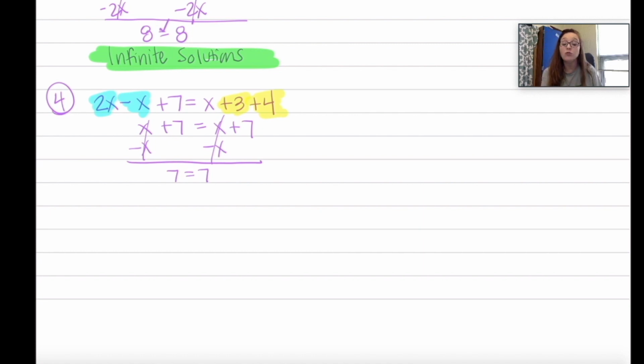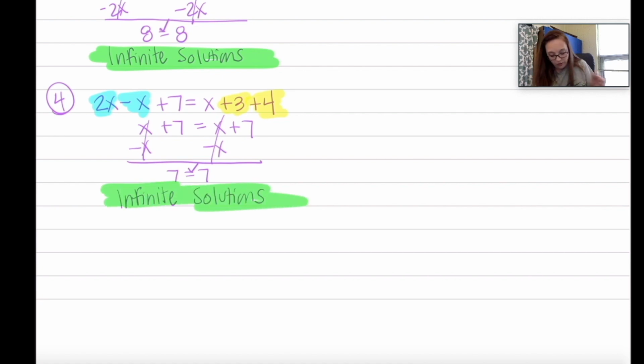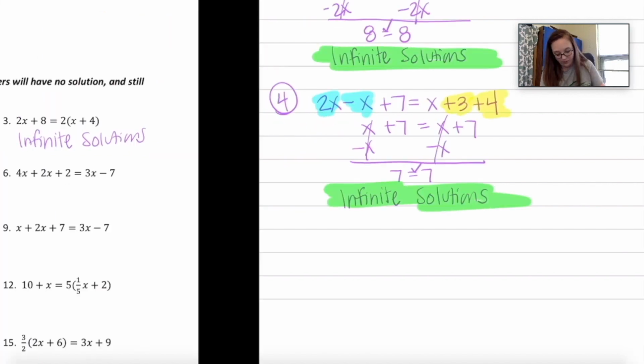Is that a true statement? It is. So we say that there are an infinite number of solutions, or infinite solutions. Okay, so that's number 4.